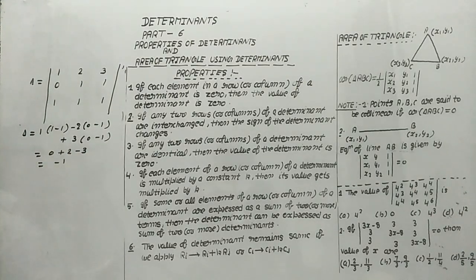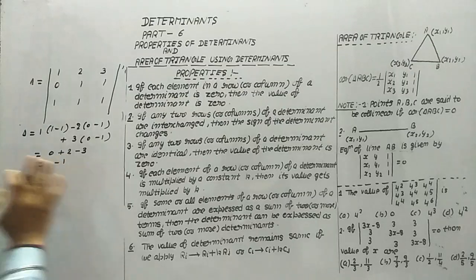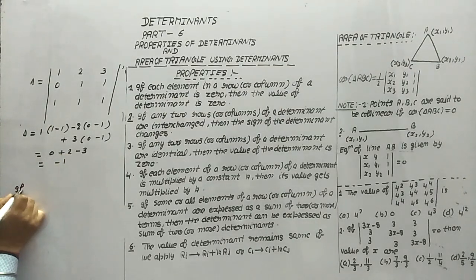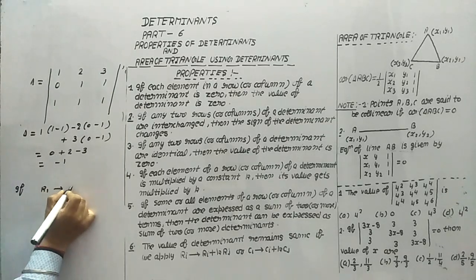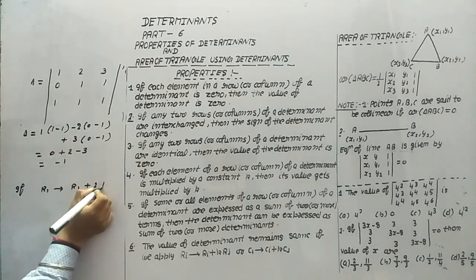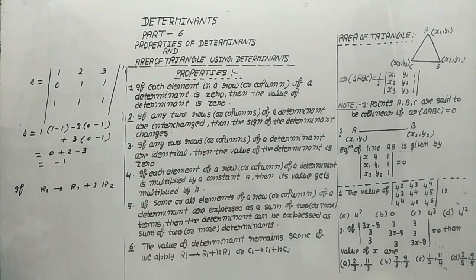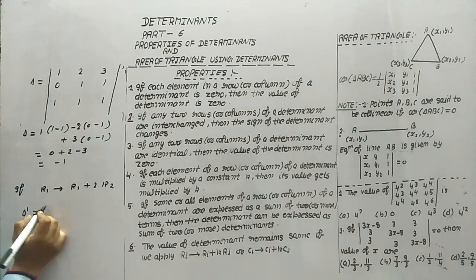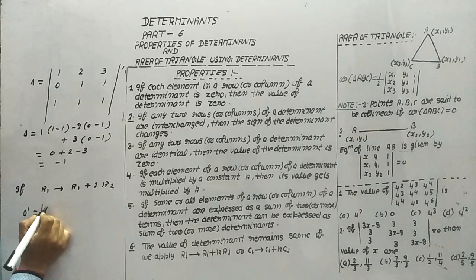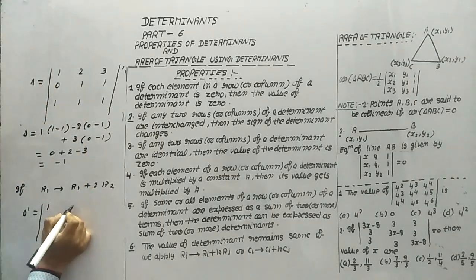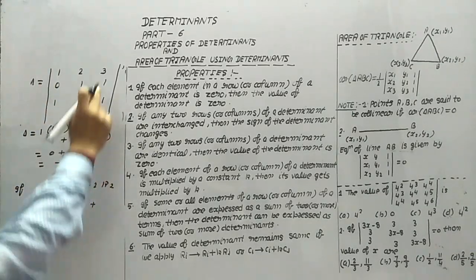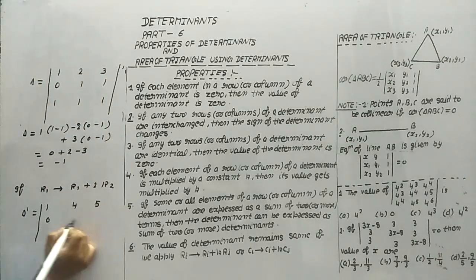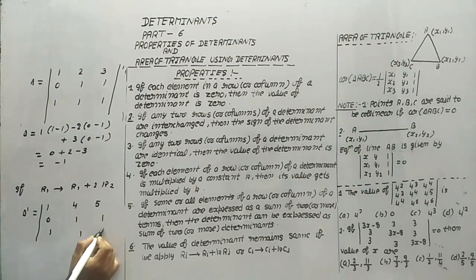Now look at this thing. I am going to find out the value of the determinant if I apply this operation: R1 becomes R1 plus 2R2. If I applied this operation, let us suppose this is a new delta, delta dash. See, R1 plus 2R2, this stayed 1. What is this? 4. What is this? 2 plus 3, 5. This is 0, 1, 1, 1, 1, 1.